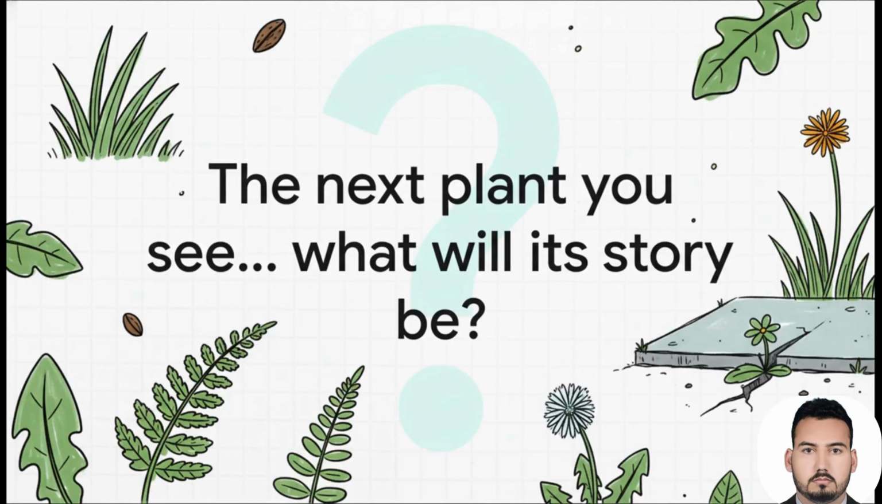So I'll just leave you with this thought. The next time you walk past a patch of grass, a flower in a garden, or even a simple weed cracking through the sidewalk, just stop for a second. Look for the clues. Is it a monocot? A dicot? Maybe even a fern? Every single plant out there has a story to tell, and now you know how to read it. So what will its story be?